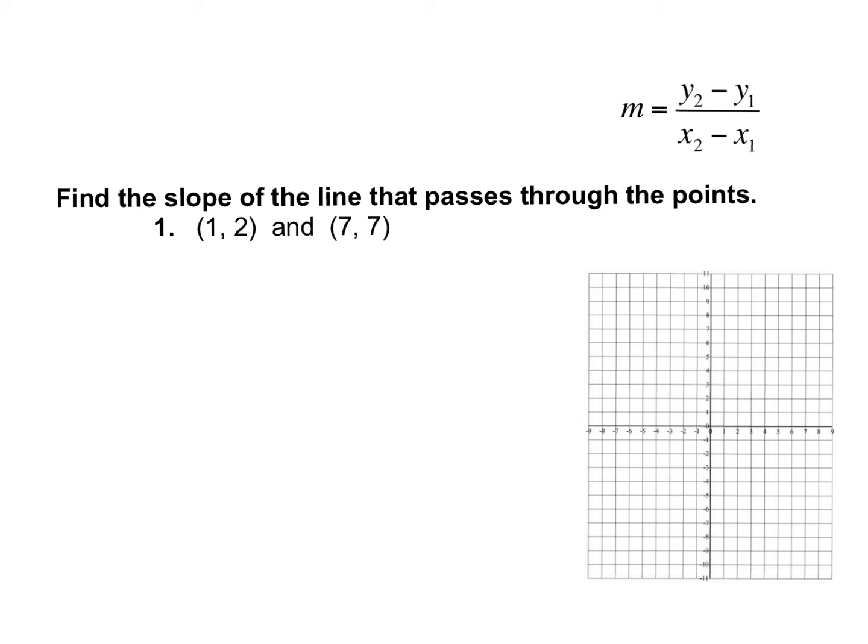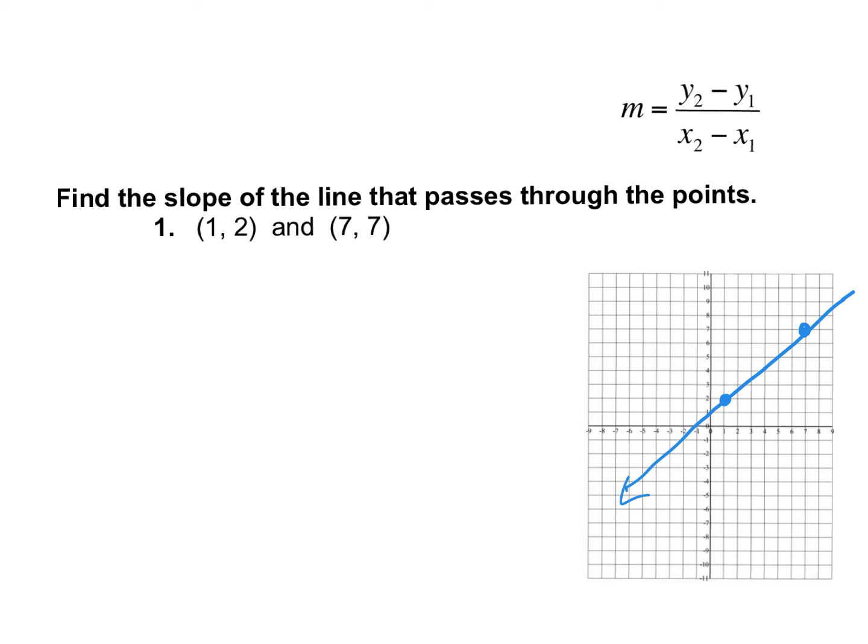All right, find the slope of the line that passes through the points. You don't have this little graph paper in your notes packet. I just have it there because I want to demonstrate what is happening when you're using the slope formula. So we have these 2 points. I have 1, 2, and I have 7, 7. So I'm going to plot those. I'm going to go over 1, up 2. So here's my first point. And then I have 7 over, up 7. And there's my second point. And then you'd have this line that goes like this.